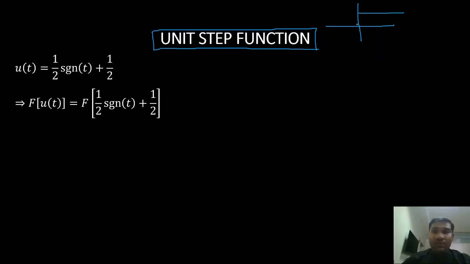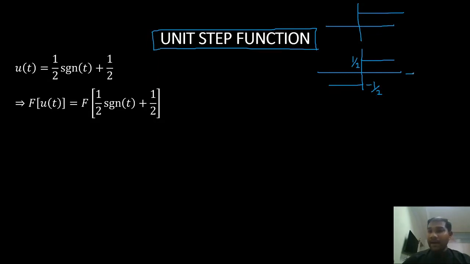So the unit step function, I can write it like this. This is my signum function, right? 1 and minus 1. So let me just multiply it with half. So it becomes 1 by 2, and this becomes minus 1 by 2, right?